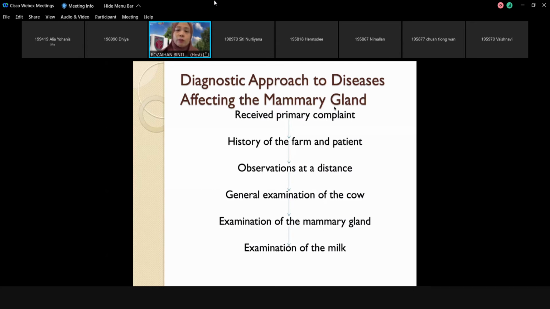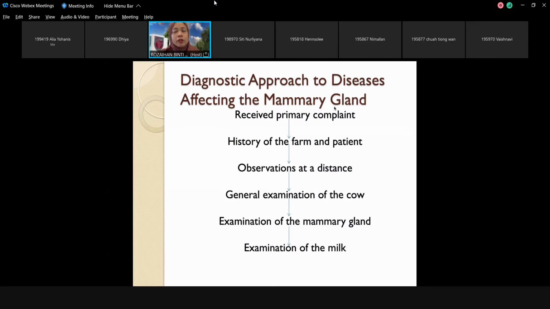So you do the examination of the mammary gland. If the cow is lactating, you can proceed with the examination of the milk. You strip off the milk and see if there are any abnormalities. When you examine the mammary gland, first observe. Second, use your hand and palpate the entire udder, the mammary tissue, and then up to the teats, to detect any lesion, any swollen lymph node, or any lump like a nodule.